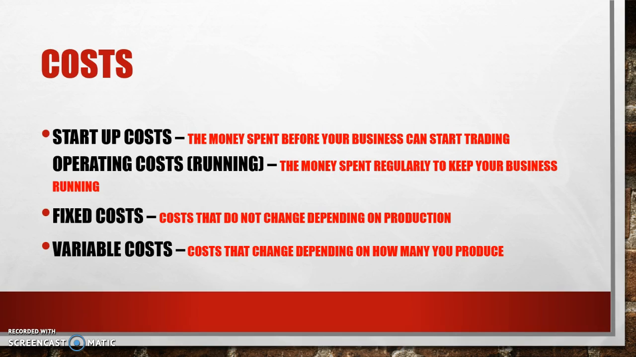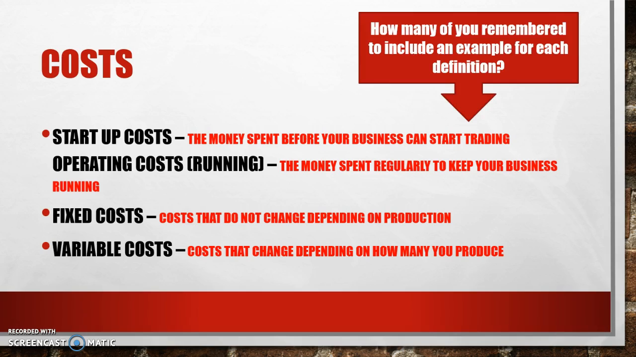Fixed costs, costs that do not change no matter how much you produce. So yeah, things like rent, costs that don't change if we make more products. And variable costs, costs that do change if we make more products, such as raw materials is a really good example for that one. And while we're talking about examples, how many of you included an example for each definition? In the exam you can lose 50% of the marks, or one out of the 2 marks for a definition. Definitions, if they're worth 2 marks, are asking you for an example.